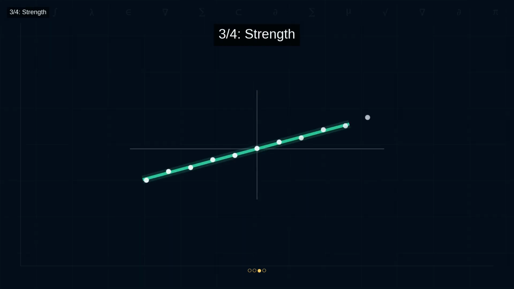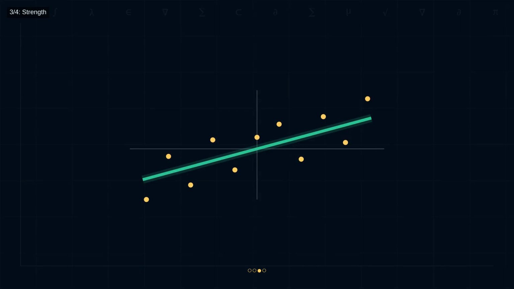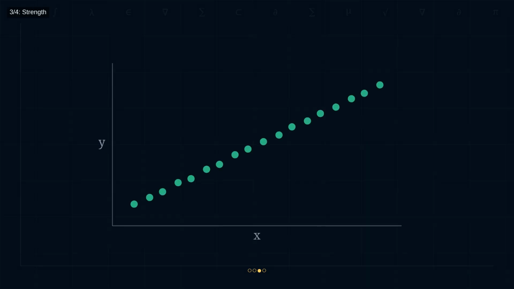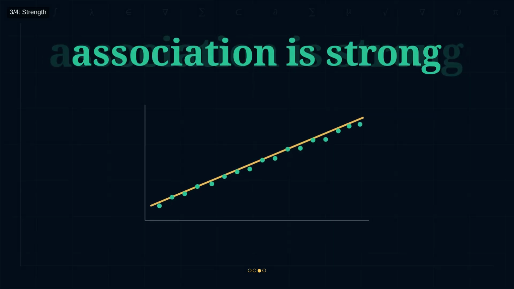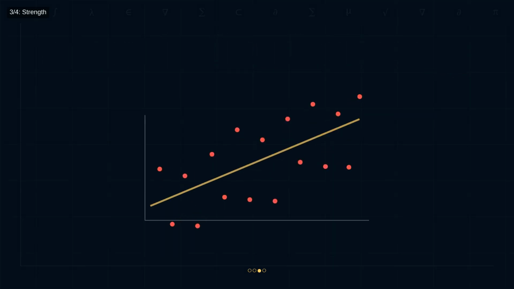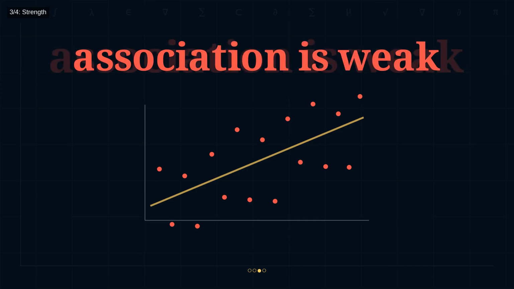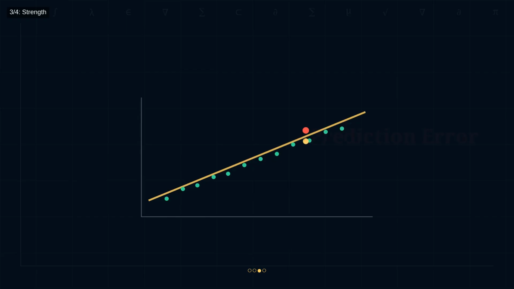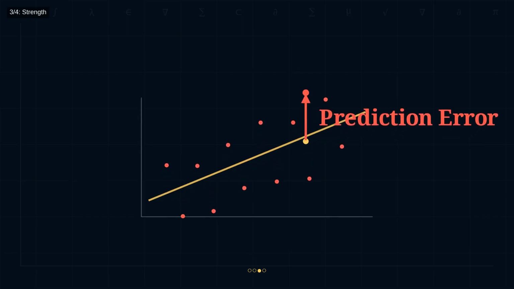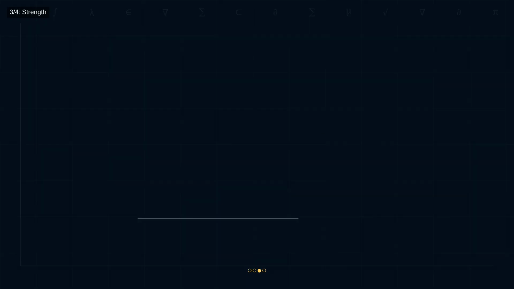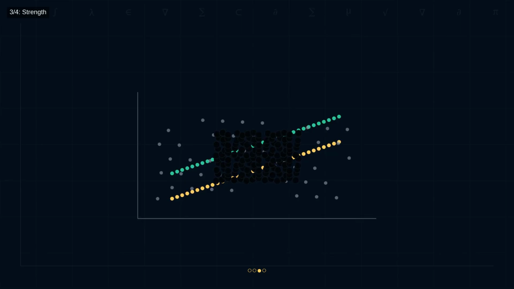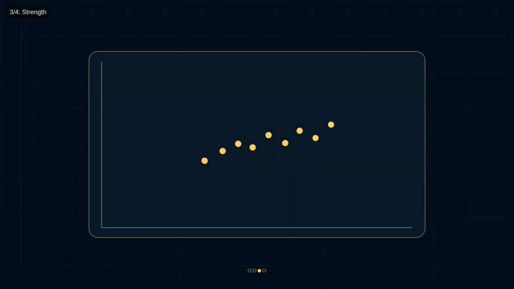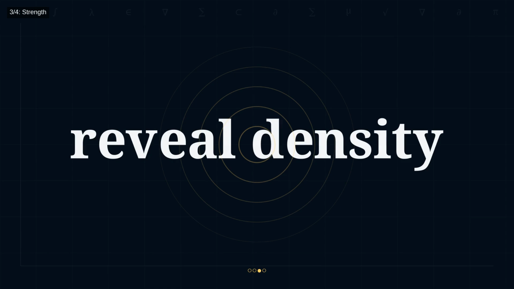Strength is about how tight the cloud is around the trend. If the points huddle near a notional line, or a curve, the association is strong. If the points are widely scattered, the association is weak, even if the direction is clear. Strength matters because it forecasts how much error you should expect when you predict. Beware of overplotting when you have many cases. Dense areas can hide structure. Techniques like transparency or a small amount of intentional jitter help reveal density without faking patterns.